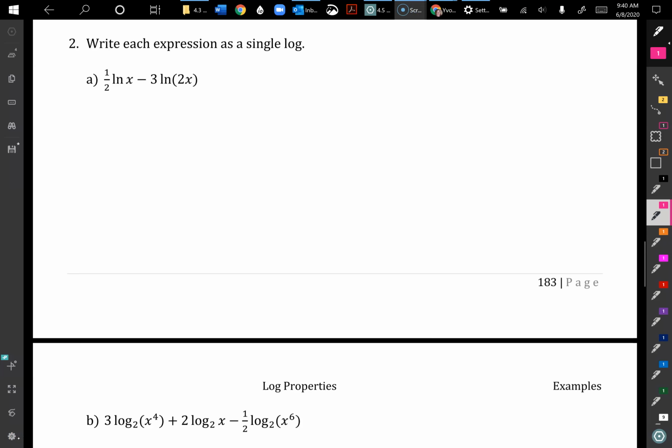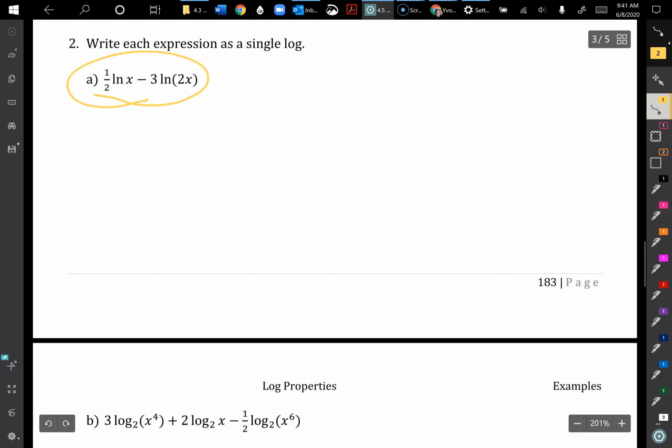Okay, write each expression as a single log. So again, we are just going to be simplifying these log expressions. This is part 3 of your 4.2 section. So we have a half ln of x minus 3 ln of 2x. So we need to use our properties.